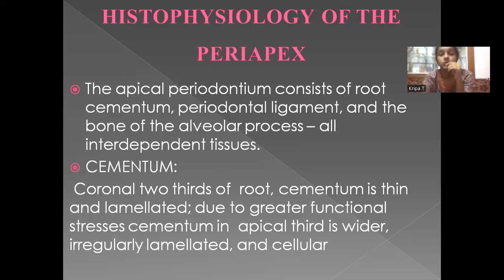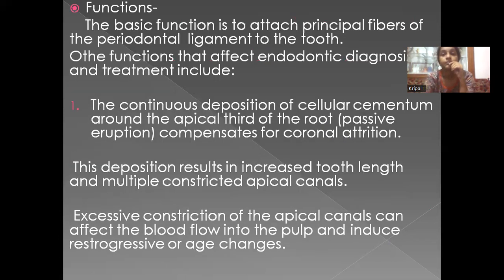So now the histophysiology. The apical periodontium of a tooth is comprised of cementum, periodontal ligament, and alveolar bone. All are interdependent. Nothing is independent. Cementum, in the coronal two-thirds of the root, will be thin and lamellated, and due to more functional stress, cementum towards the apical end will be wider, and when it is more functional, it will be more cellular and more irregularly lamellated. The cementum has the basic function to attach the principal fibers of the PDL to the tooth.